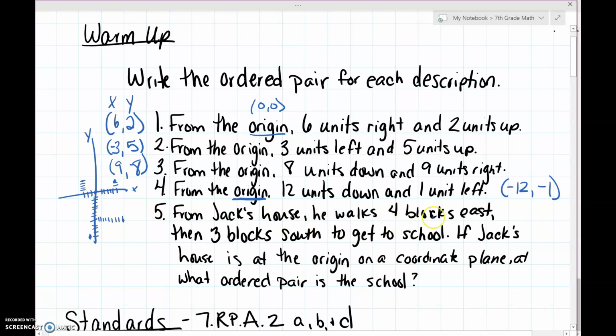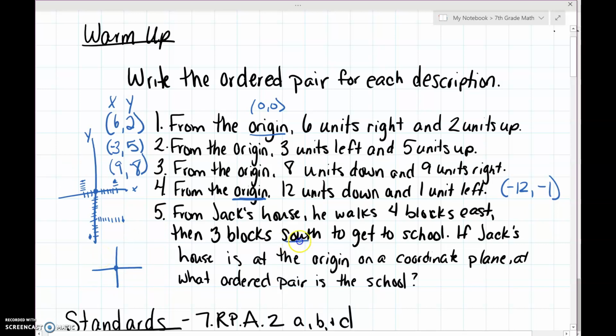All right. So Jack's house. From Jack's house, he walks 4 blocks east, then 3 blocks south to get to the school. If Jack's house is at the origin, so he's here in the center, on a coordinate plane, at what ordered pair is the school? So I'm going to redraw this a little bit. So here's Jack's house. It's here.